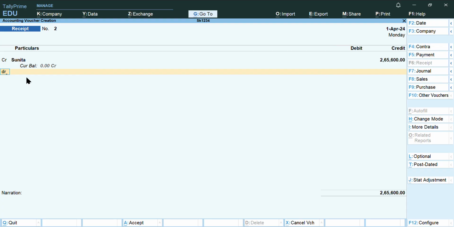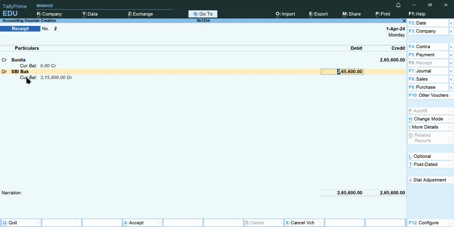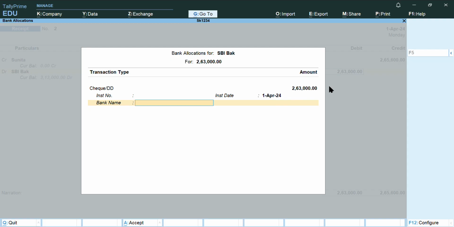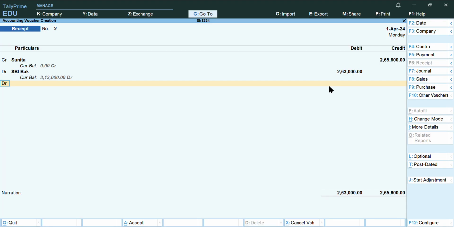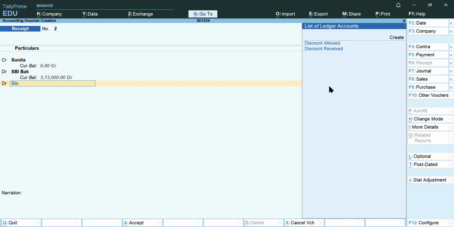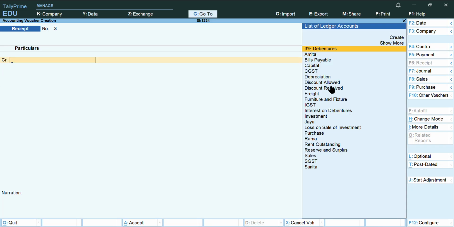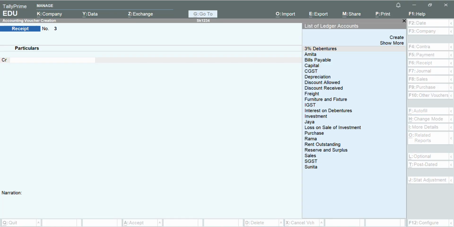It's debit. So what was debit? SBI. SBI debit. Now the amount, it has automatically taken the total amount, but we know that it is 2,63,000. Okay, and what was the next? Difference will go in discount allowed. Alright, so it has automatically taken the difference. That's it. Now next.